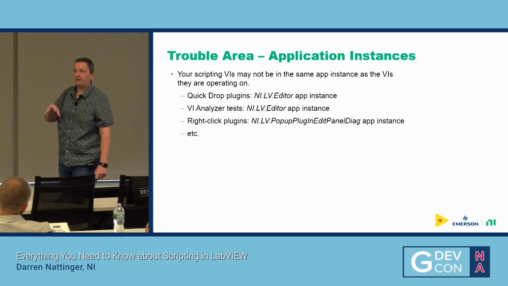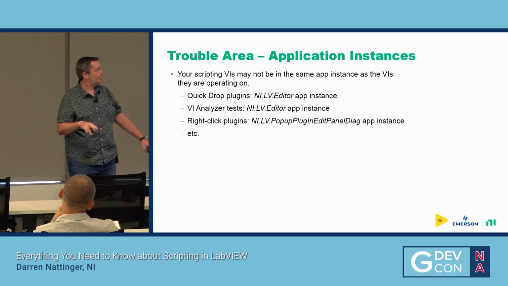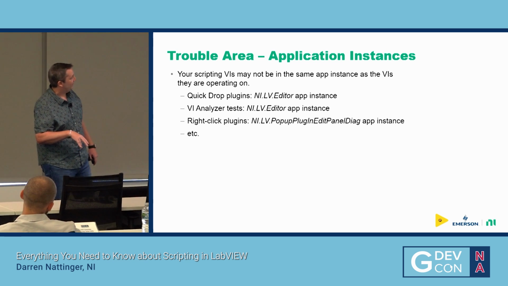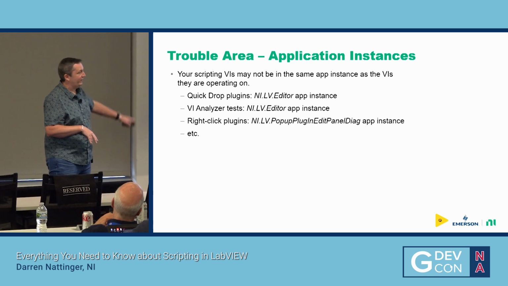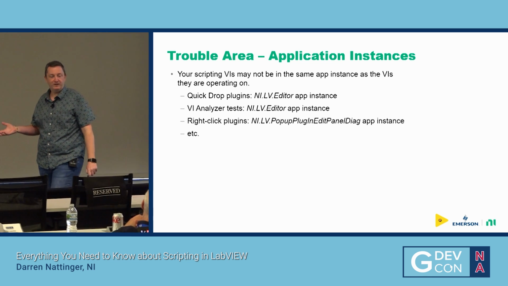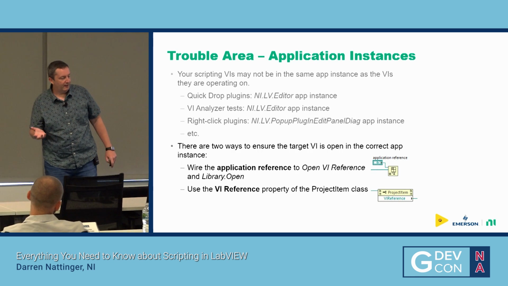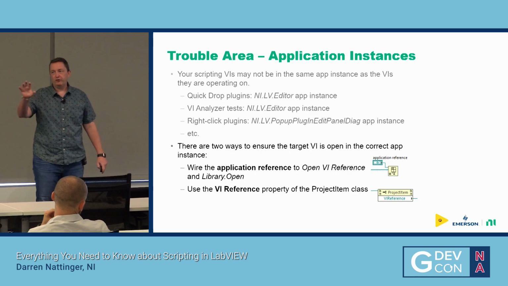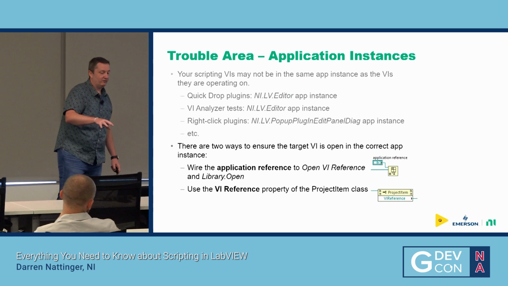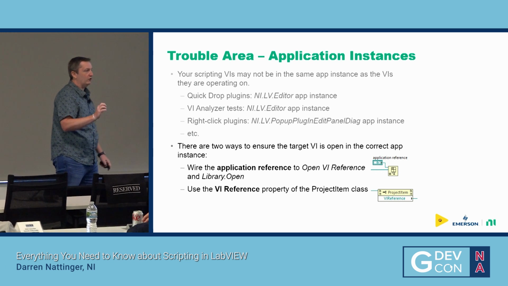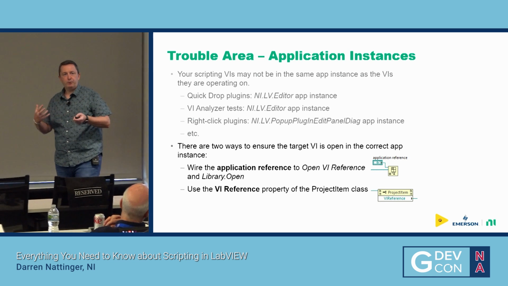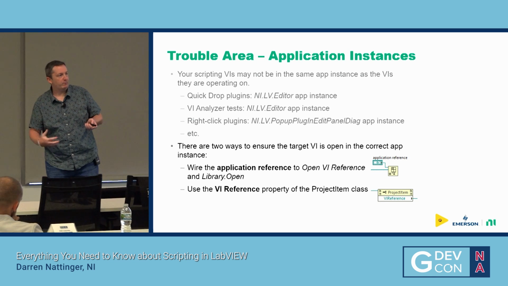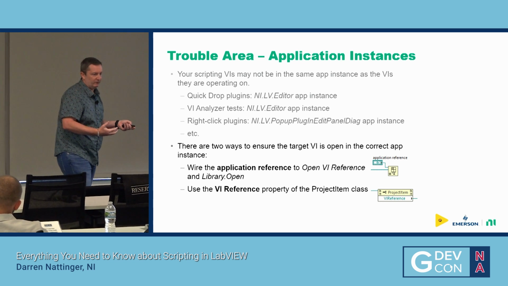If you write a right-click plugin, for example, that's going to run in this super long named app instance there, because you know Stephen Loftus-Mercer created that one. Quick drop plugins and VI analyzer tests are going to run in a different application instance. And there are two ways to make sure that your VI is running in the right application instance. You can wire that app instance input to open VI reference whenever you need to get a reference to a VI. Or if you've got a project item, you can just read its VI reference property. That'll give you the VI reference in the right app instance.